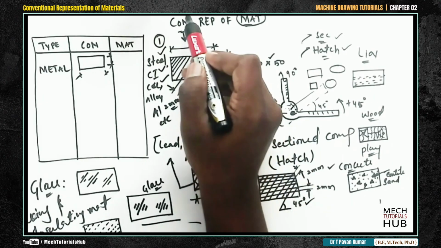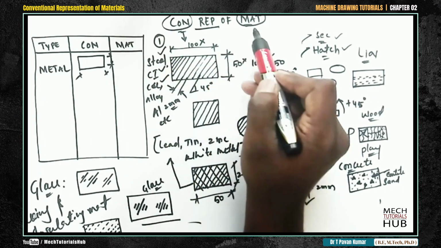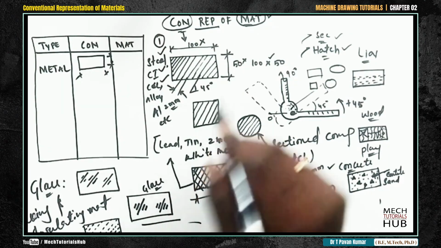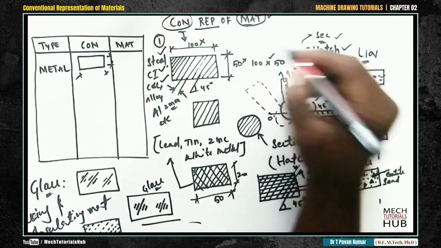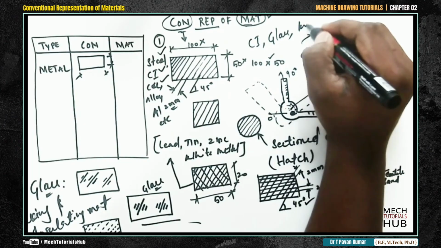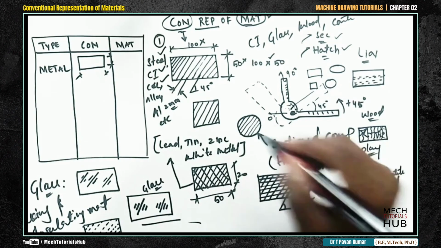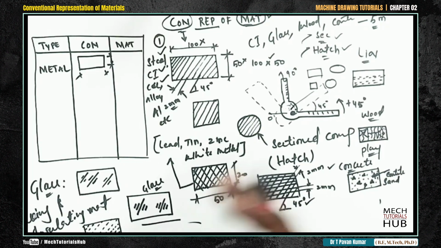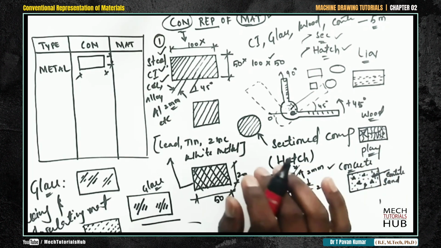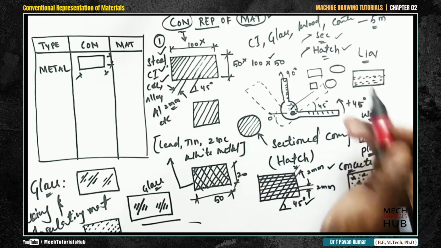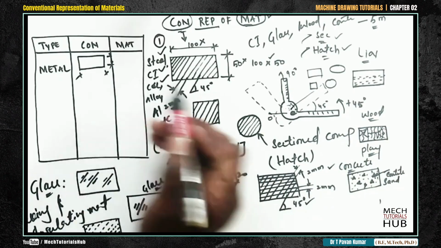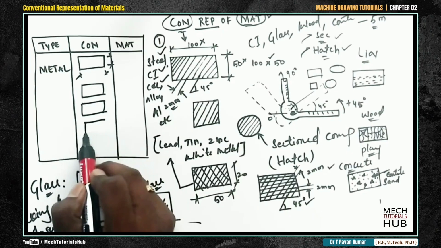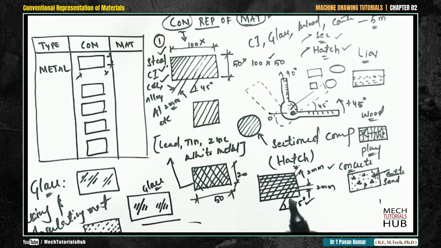So this is about conventional representation of materials. Okay, you may get a question like, draw the conventional representation of cast iron, glass, wood, then concrete, which will carry some 5 marks. Which is very much important, very much easier. Okay, no need to work hard much, because the only thing is you need to manage with rectangular boxes, 4 or 5 rectangular boxes, or whatever the question asks.